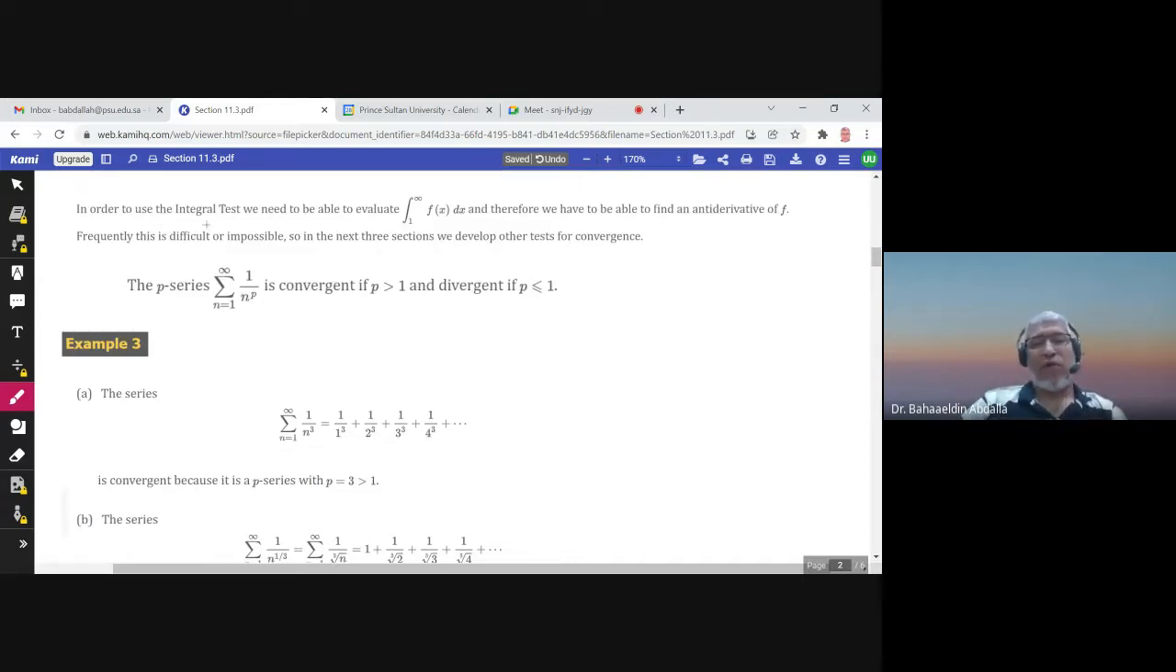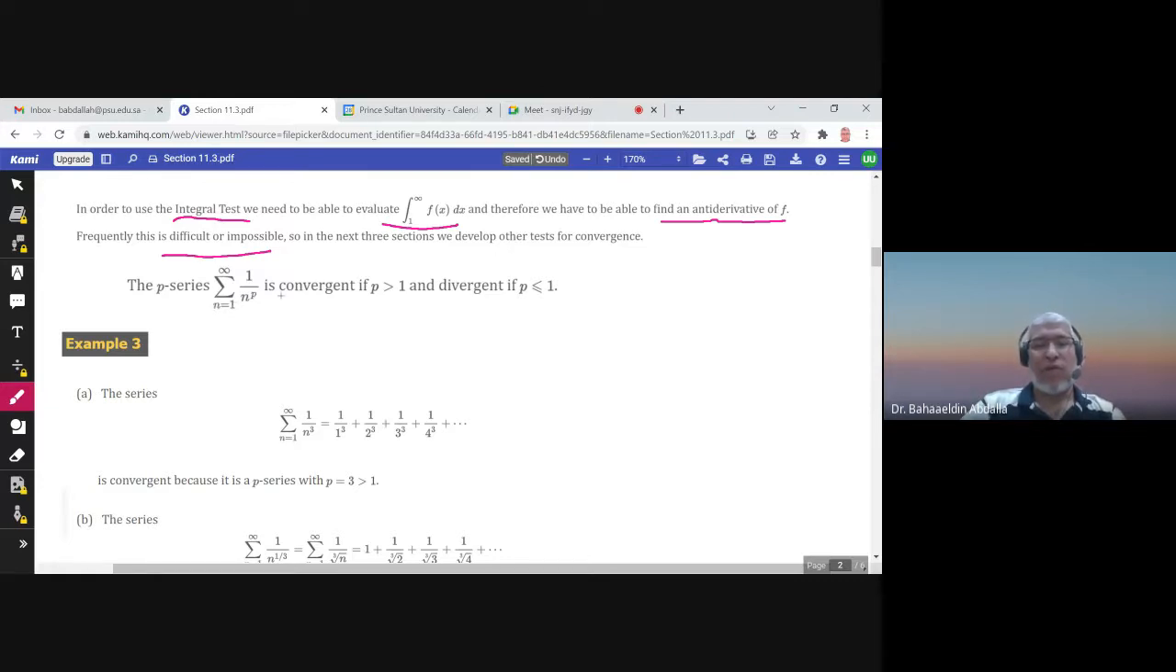Of course, in order to use the integral test, we need to be able to evaluate this integral, okay? And therefore, we have to be able to find an antiderivative. Frequently, this is difficult, okay, or sometimes impossible. So in the next sections, we will develop other tests for convergence.